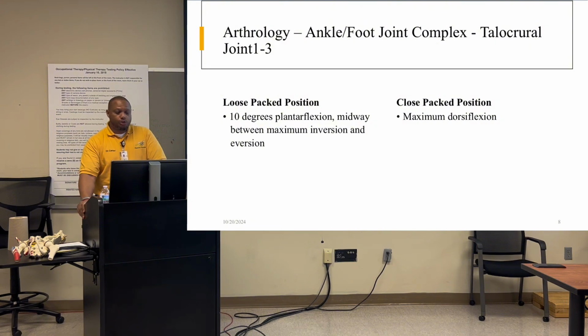So still at the talocrural joint, talking about the loose pack and closed pack positions. The loose pack position for the talocrural joint is 10 degrees of plantar flexion, midway between the maximum of inversion and eversion. So I'm going to say more so like a neutral foot or neutral subtalar joint with 10 degrees of plantar flexion. And the closed pack position is maximum dorsiflexion. And again, the closed pack position, we're talking about when things are most congruent, when they are close in proximity to each other. It's a closed pack position, or intimately articulated.